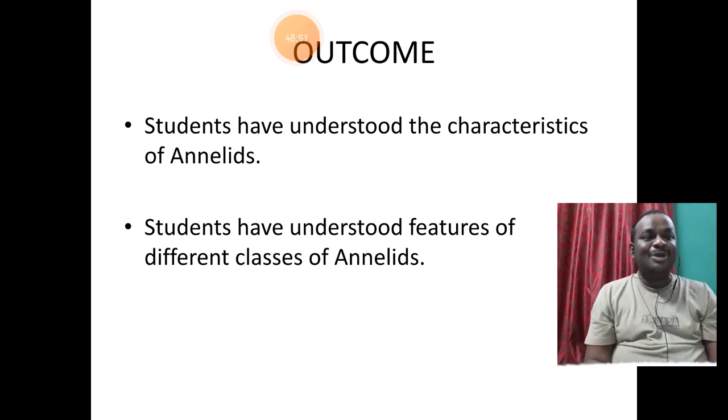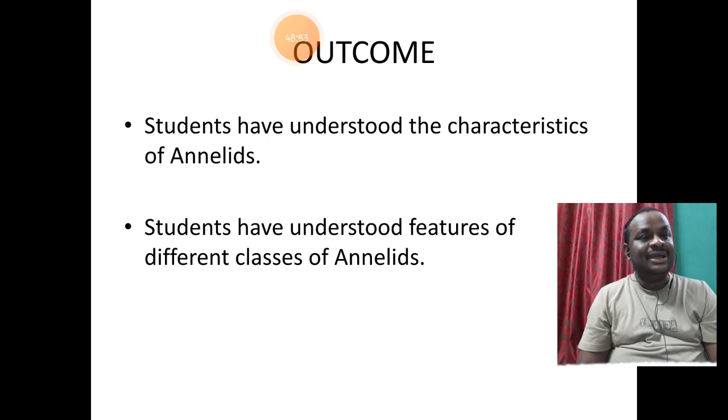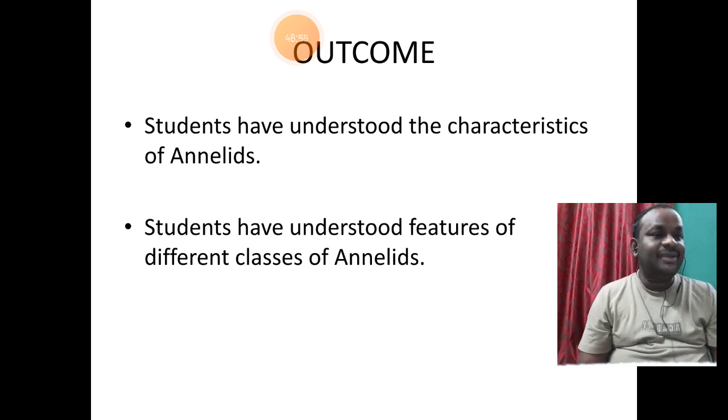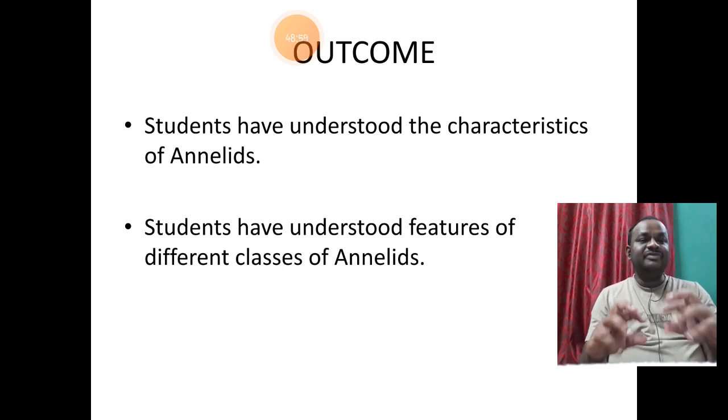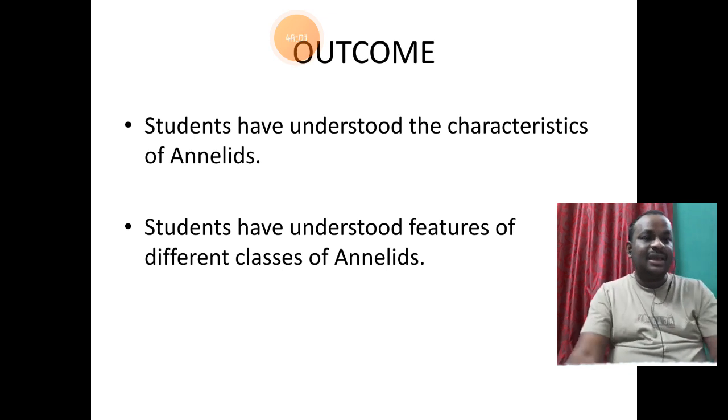So coming on to the outcome, what have we exactly learned? We have learned about the characteristic features of annelids, general characters. Then we also have understood the importance of different classes of annelids with the examples.